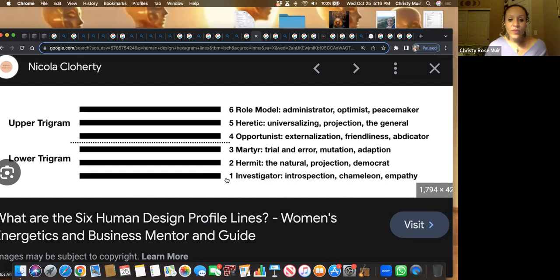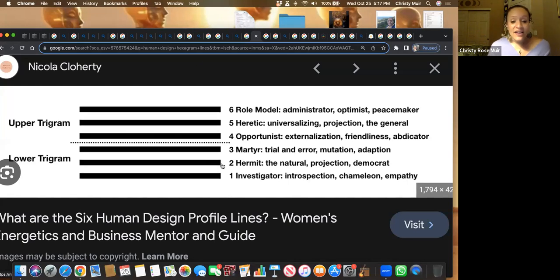In the lower trigram, we have lines 1, 2, and 3. With line 1, in every hexagram, the first line is going to express the energy of the investigator, which is also about the foundation, introspection. There's a chameleon-like nature here because the foundation is always having to learn more in order to retain its sense of security. So there's also a keynote of security or insecurity that goes along with this first line. And there's empathy, because the investigator really has to get down to the nuts and bolts and understand something very deeply before they can even feel secure in themselves.